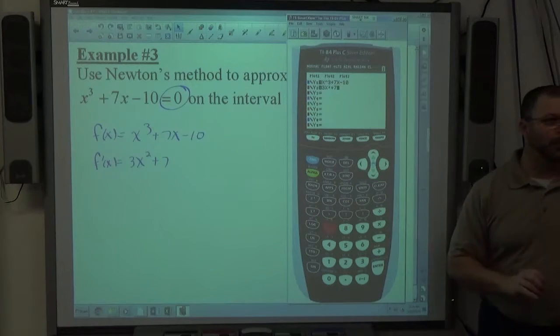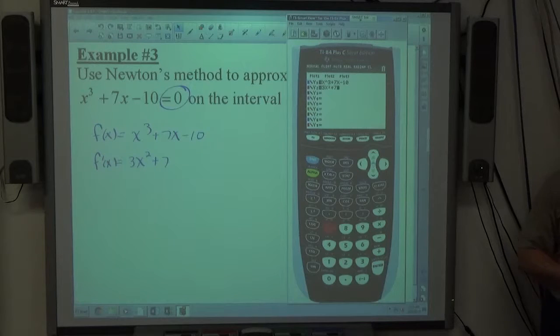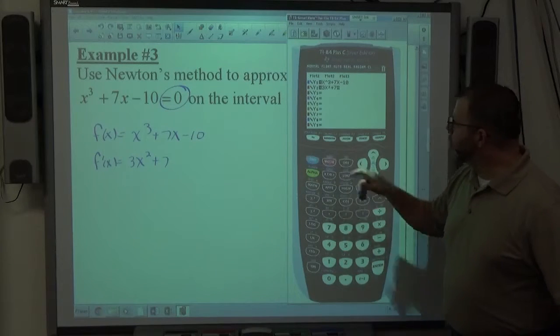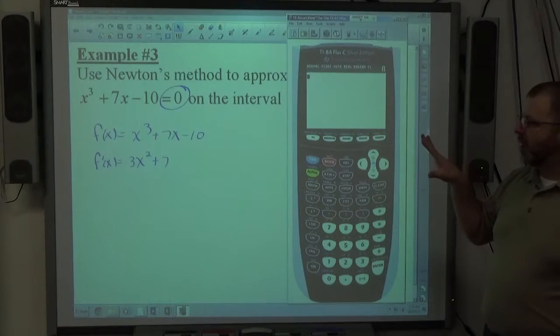Make sure your derivative is correct. If it's not correct, it doesn't work. Right now it's been polynomial functions, but it's going to be trig functions, radical functions, whatever. Just make sure your derivative is correct. It doesn't work well if it's not. And I've entered those things in.